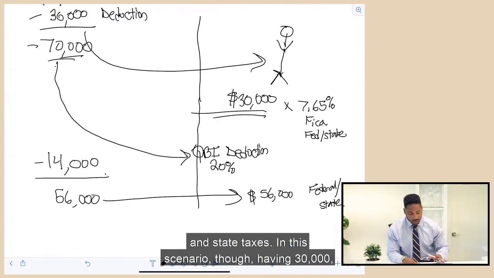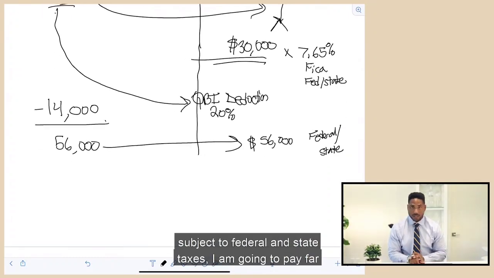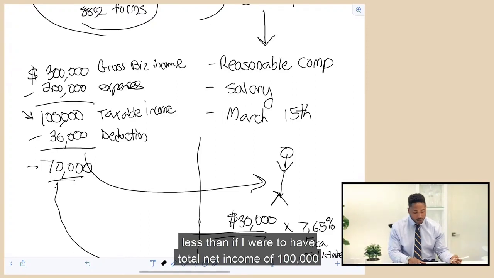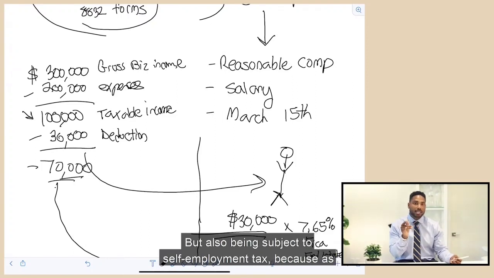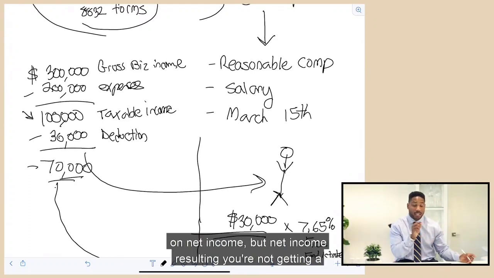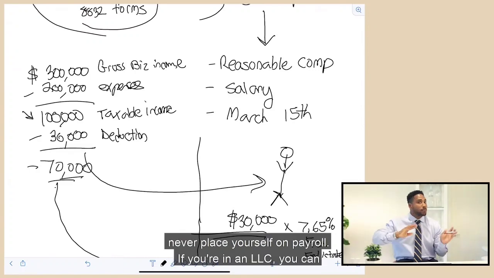In this scenario though, having $30,000 subject to 7.65% FICA, federal and state tax, with $56,000 subject to federal and state taxes, I am gonna pay far less than if I were to have total net income of $100,000, but also being subject to self-employment tax. Because as a single member LLC, you pay 15.3% in self-employment tax on net income. But net income results in you not getting a deduction for when you place yourself on payroll, because you never place yourself on payroll if you're in an LLC.